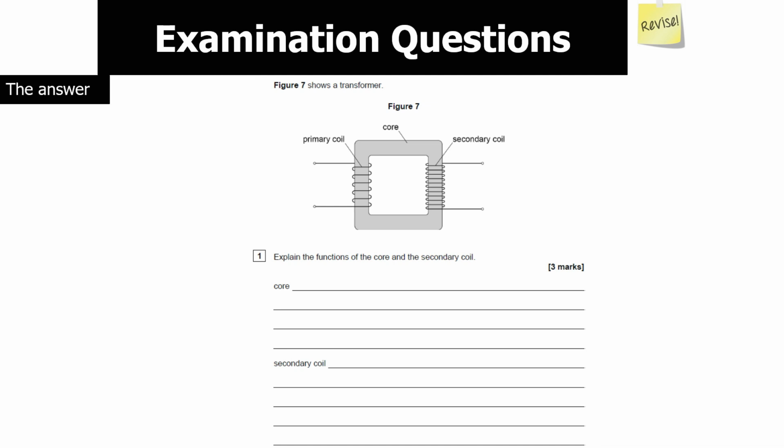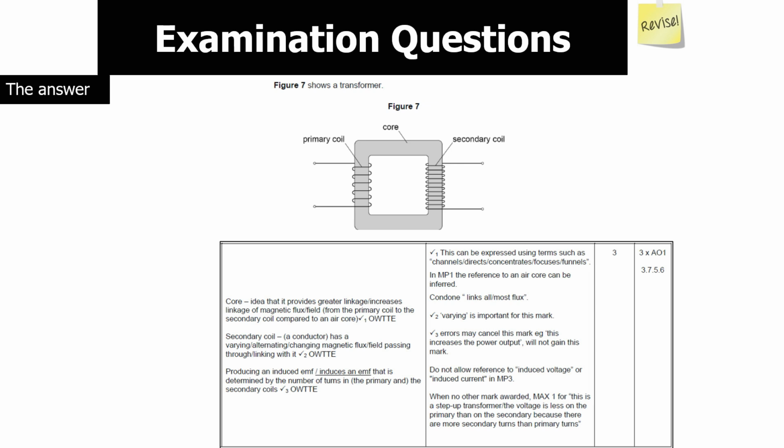Right, so what's the core and what's the secondary coil? You've just got to know this. The core is what provides a great flux linkage, or increases the flux linkage from the primary coil to the secondary coil. So it's directing, it is concentrating, it is funneling, it is focusing the linkage from the primary coil towards the secondary coil. Now, what is the point of the secondary coil? That is where we get a change in magnetic flux linkage passing through it, the field lines going through a conductor.